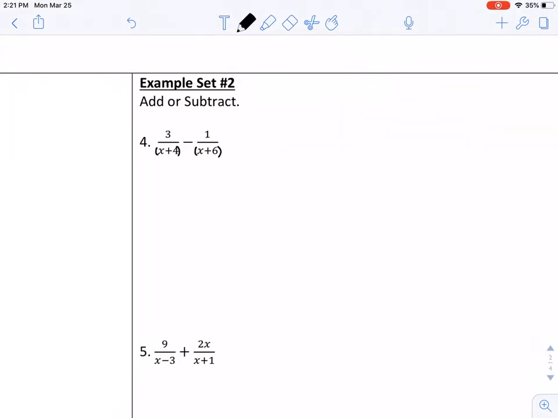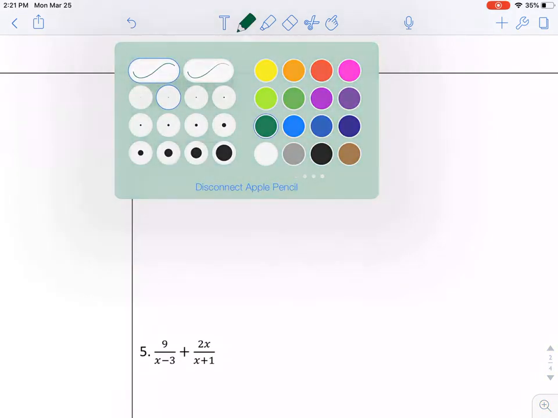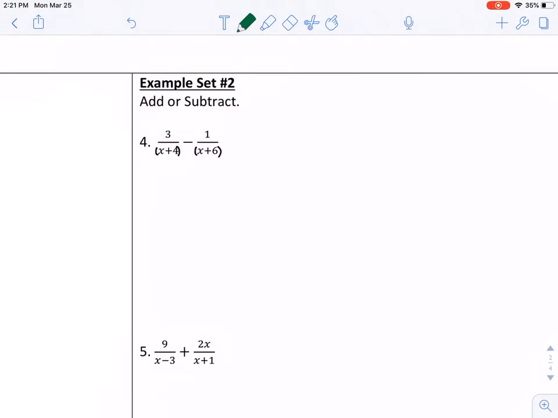Alright, so now, as you can see in the first fraction, we have an x plus 4, but we don't have an x plus 6. So that means we have to multiply top and bottom by x plus 6. Now as you can see in the second fraction, we don't have the x plus 4, so we have to multiply by x plus 4, top and bottom. So here's what we get.